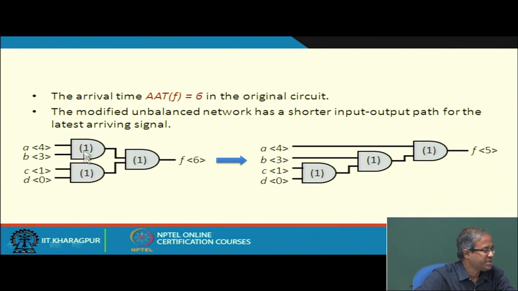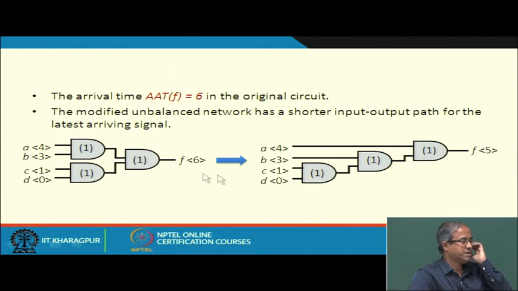Here the type of gate is not important, just there are 3 gates in 2 levels, A, B, C, D are the inputs, and the actual arrival times of these inputs are shown, 4, 3, 1, 0, which means the first input is arriving late, the last input is arriving earliest. Now, if I implement this gate like this, this 1 denotes the delay of the gates. If we implement this function like this, then the output will be available only after 6 units of time, because one of the inputs A is coming only at 4, then 1 and 1, 6.